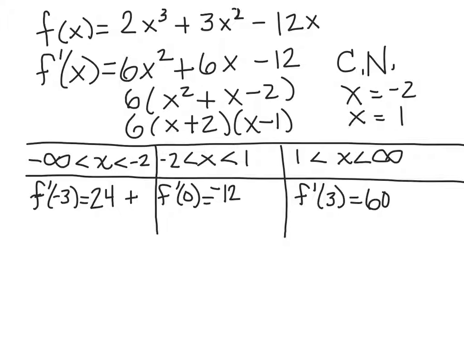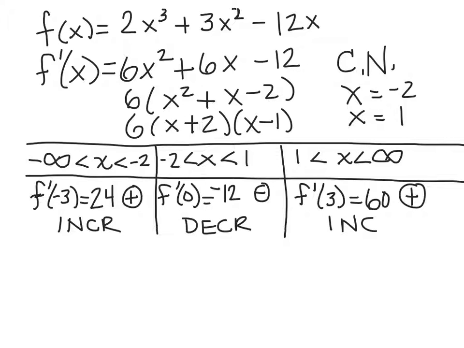So I have a positive number here. I have a negative number here. And I have a positive number here. And so positives mean that the graph is increasing. Negatives mean that the graph is decreasing. And this, again, is increasing. So we have figured out the shape of our graph by saying it's going to increase, decrease, increase. That should make sense to us. This is a cubic function.